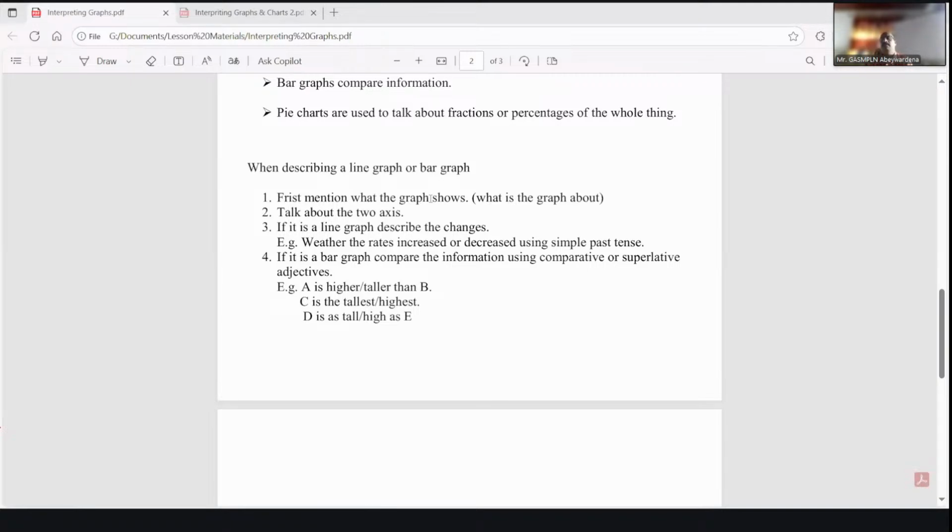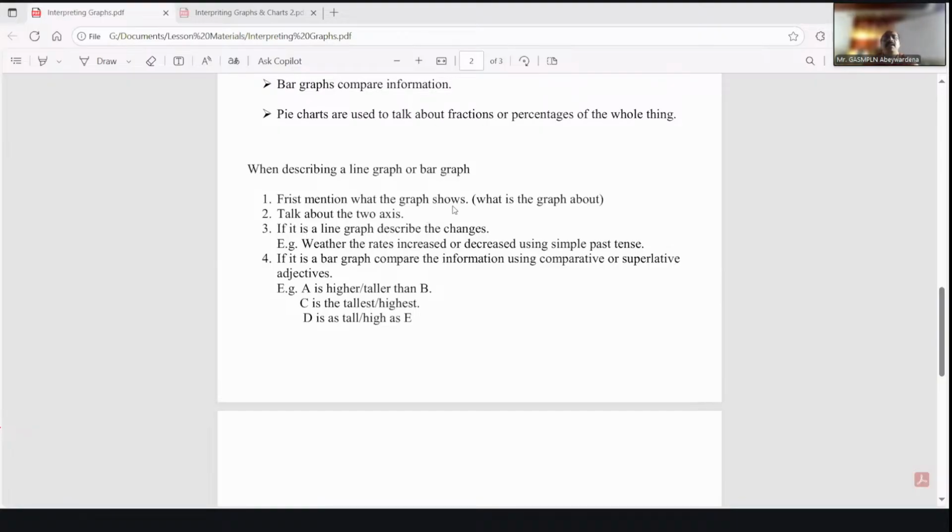What is the graph about? Maybe line graph, bar graph, pie charts, or what? Then talk about 2 axes. Common, maybe line graph, maybe bar graph. What information, what details do you find on the vertical axis and what details do you find on the horizontal axis?